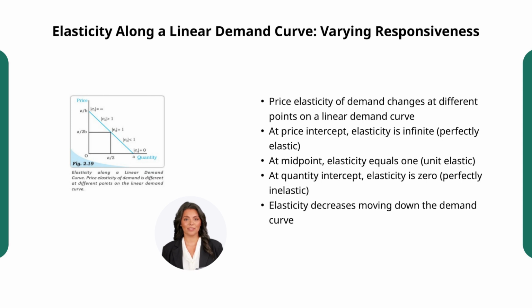Why is this important? Because it tells us that consumer responsiveness varies at different price and quantity points. Pricing strategies and tax policies must consider this variation for effectiveness. Pause now and think. What does it mean for businesses when demand is perfectly elastic at high prices and perfectly inelastic at low prices? Take 20 seconds.